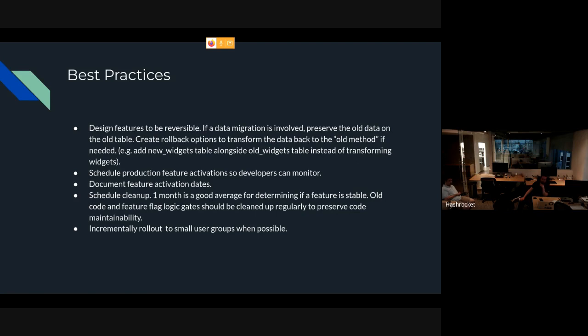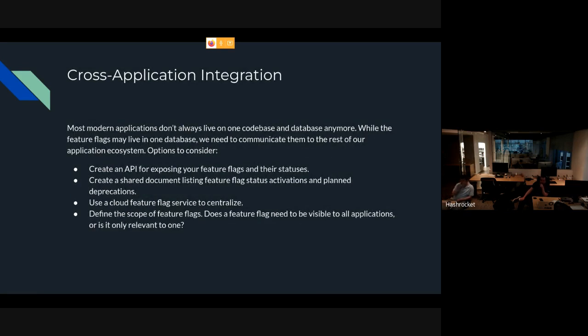Right on. I also touched upon this earlier, cross-application integration, but a lot of applications are either split up into microservices or they're part of a larger ecosystem. So consider opening up an API that exposes the different feature flags and their statuses, on or off.